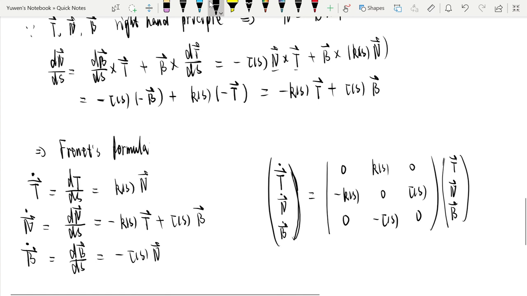That means in the small region around R_s, any other vectors can be represented by these three vectors. That means the T, N and B establish all three dimensional coordinates near R_s. Okay, that's this Frenet formula and the Frenet frame.